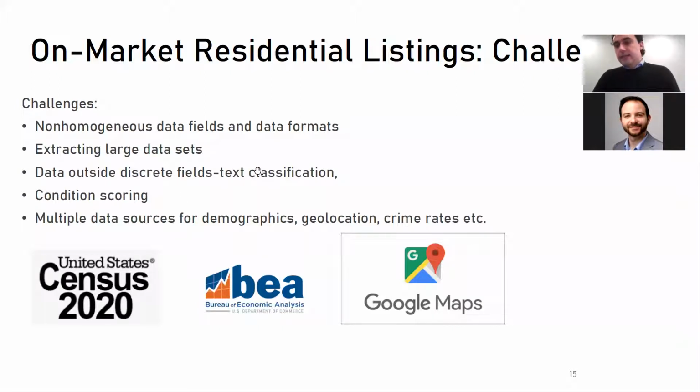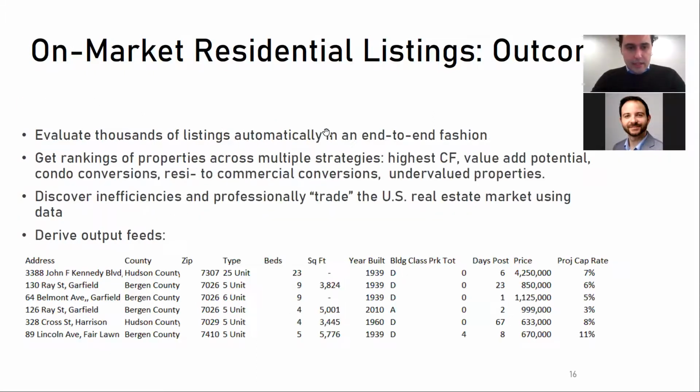And then the other thing is that to really model that, one needs to go to multiple sources. One needs to pull demographic data, maybe geolocation, crime rates, etc. It can be a bit challenging to go to all those different places and build that. So what are some of the outcomes?